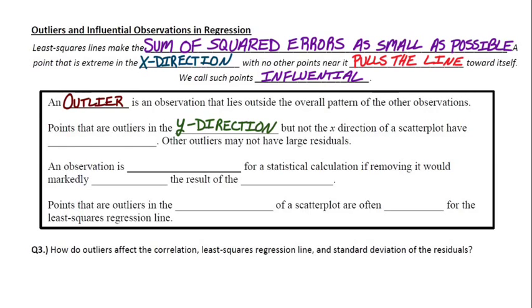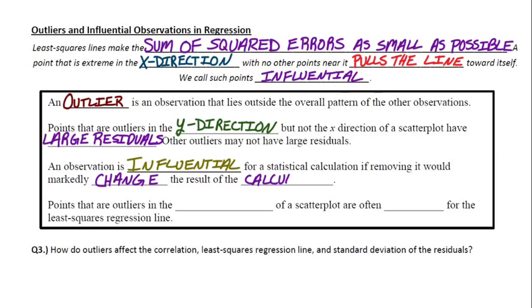Points that are outliers in the y direction, but not in the x direction. So they're outliers like above and below the line, but they're still like in the middle of the data set. They're not far left or right. So if you're an outlier in the y direction, you can have a large residual, and other outliers may not have such large residuals. So we say it's influential for a statistical calculation if you removed it, that would actually noticeably change the result of the calculation.